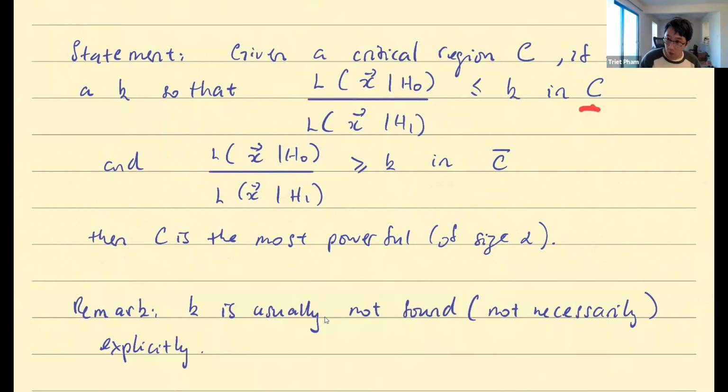But if you were in the rejection region, meaning if you truly reject, then the likelihood under the null should be smaller than the likelihood under the alternative. Agree? Because you are trying to reject. So the likelihood under null should be smaller than the likelihood under the alternative. On the other hand, if you try to accept, then the likelihood under the null should be higher than the likelihood under the alternative. Okay.